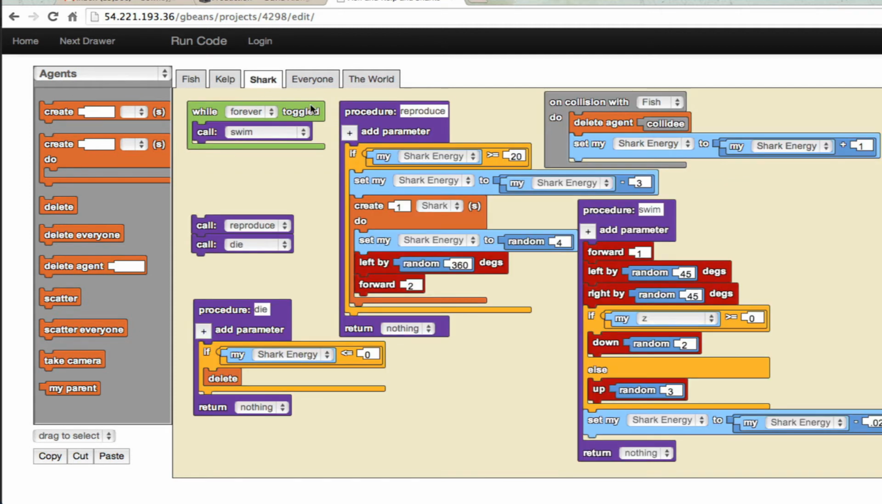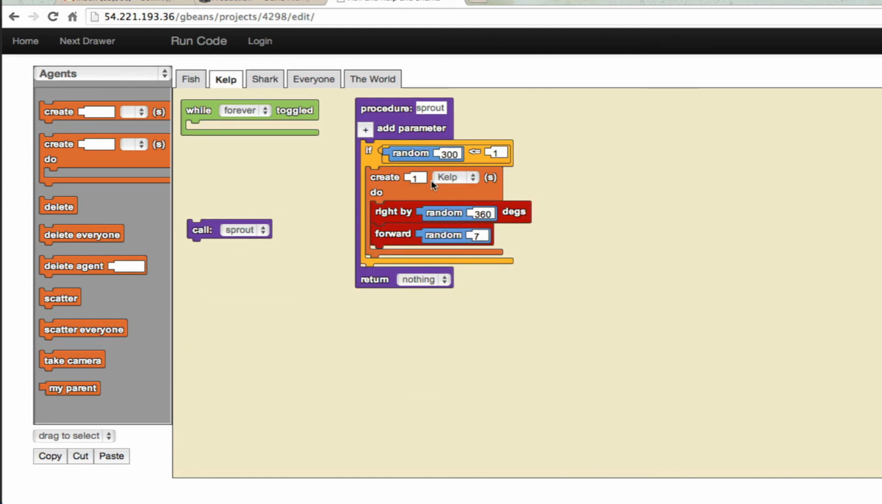And how do the agents behave and interact with each other or with the environment? All of the agents move around randomly. When a fish agent encounters a kelp agent, it eats it. The kelp disappears and the fish gains energy. When the shark eats the fish, it also gains energy. The fish and the shark reproduce when they have the right amount of energy, and the kelp reproduces at a rate independent of energy.